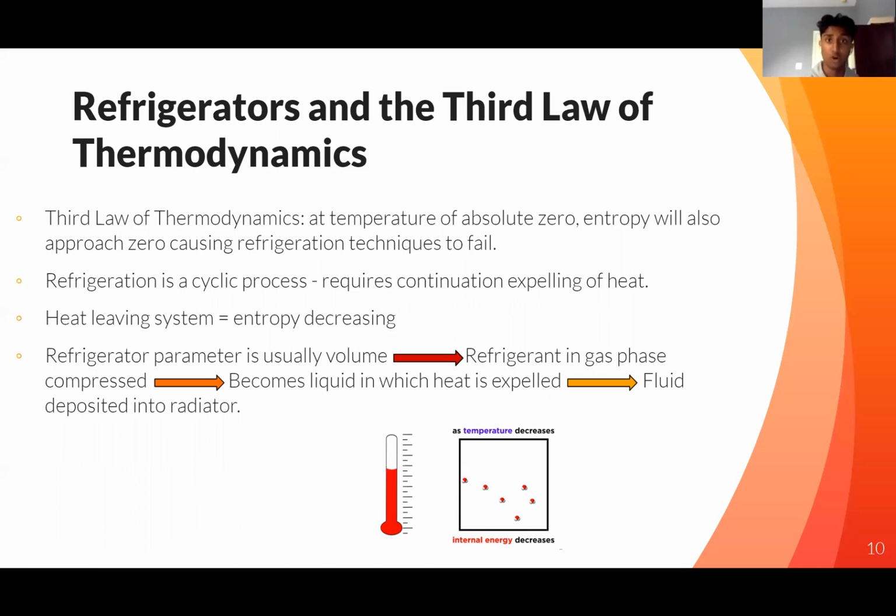So in a common home refrigerator, the parameter usually used is volume. So when you compress refrigerant in its gas phase, it becomes a liquid to which heat is expelled. This refrigerant fluid is then deposited into the radiator. So as the temperature decreases, the internal energy decreases as well.